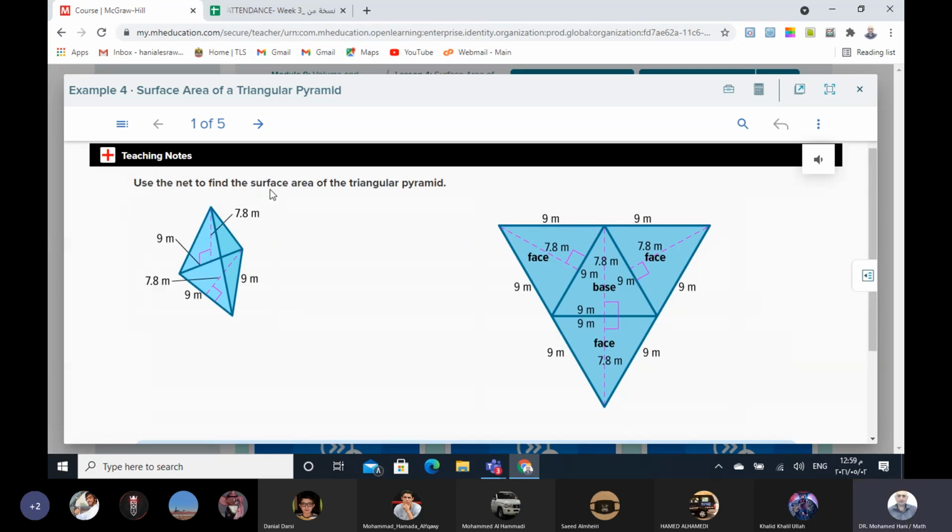Use the net to find the surface area of the triangular pyramid. Here we have, as you see, a triangular pyramid, and this is the net of this pyramid. I want all of you to try to find the surface area here. Then tell me what is your answer. Start, please.